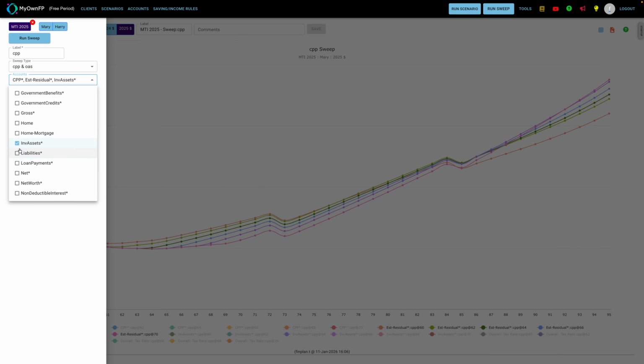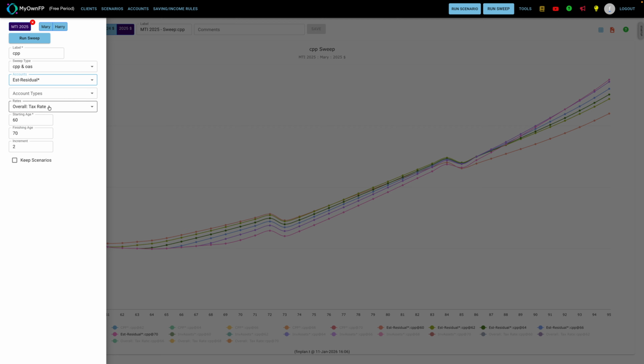We're going to take off the CPP account because it's not that exciting. The investable assets, we'll get rid of our investable assets account. So we're just into the estate residual and our overall tax. And what the CPP and OAS will do, let's do this and OAS. So we have both of them.